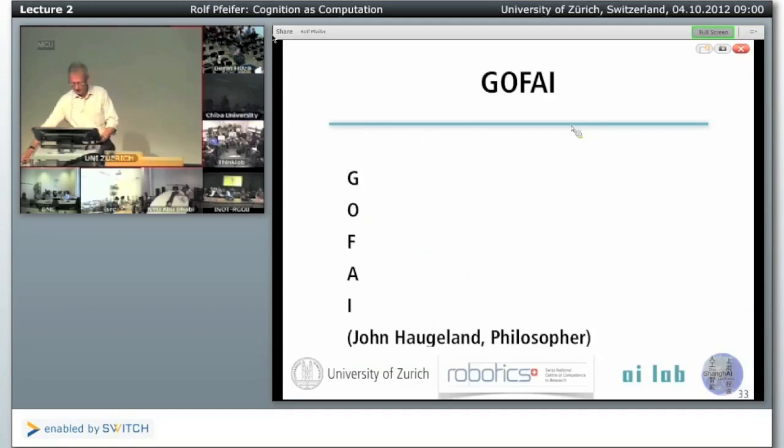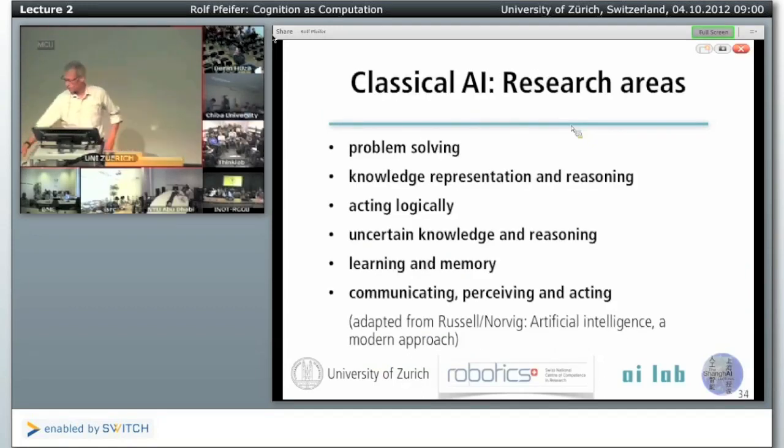Okay, now in this classical approach, what are the research areas? I took this from a well-known book by Russell and Norvig, Artificial Intelligence: A Modern Approach. So it's abstract problem solving, like the Tower of Hanoi, or games, chess, Go. It's about knowledge representation and reasoning. How do I represent the real world and how do I think about the real world? How can I act logically? It's a lot about uncertainty, as we will see. One of the main characteristics of the real world is its high level of uncertainty.